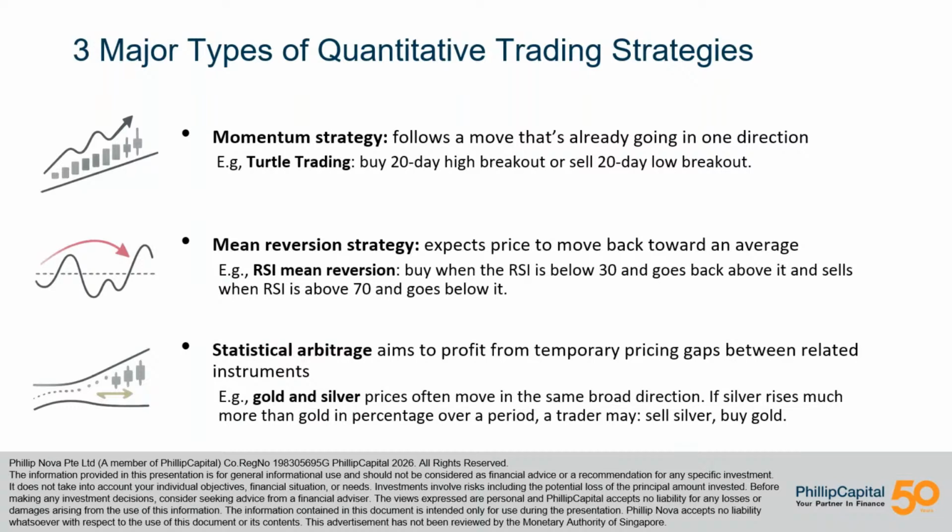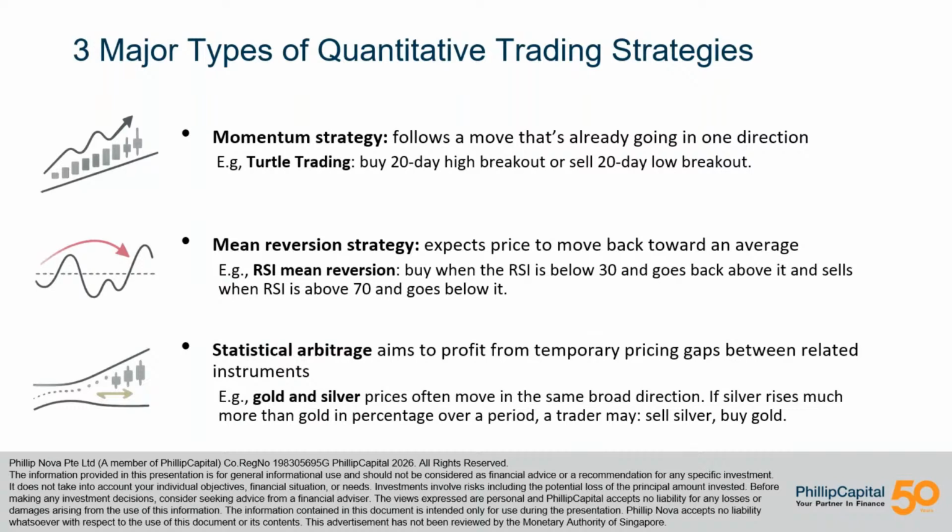The second type is the mean reversion strategy. It expects the price to always move back toward an average price level. An example is RSI mean reversion, which buys when the RSI is below 30 and goes back above it, and sells when the RSI is above 70 and goes back below it. Some of you may be very familiar with RSI and how to use it.